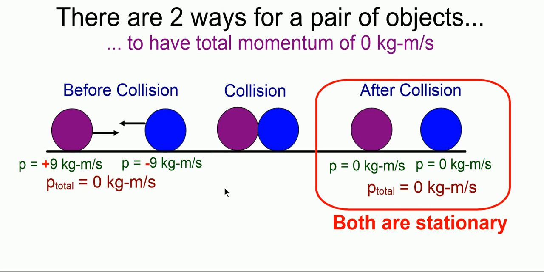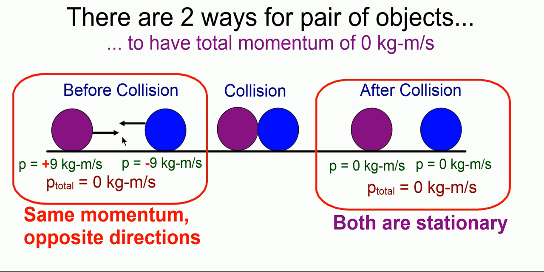So there are two ways for a pair of objects to have total momentum of 0. The easier way, and the more obvious way, is that neither are moving, sitting still, both 0, total is 0. The other way is if they're moving in opposite directions with the same momentum. Say a positive 9 and a negative 9. Those will add to 0 as well.